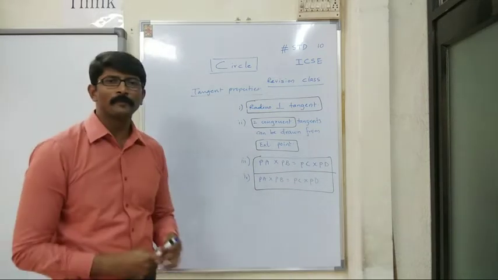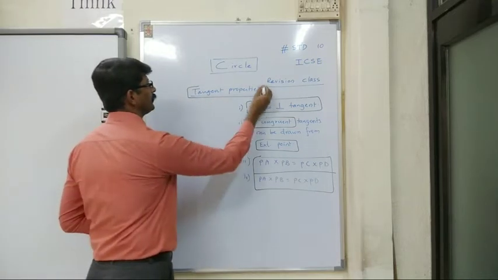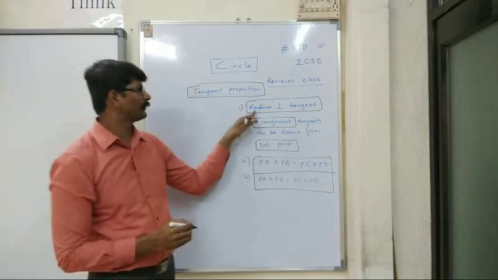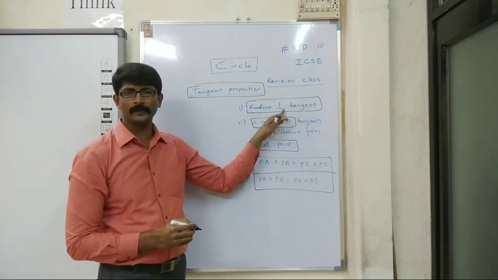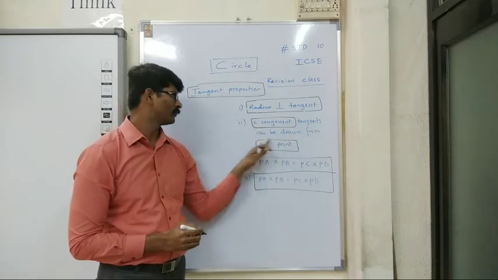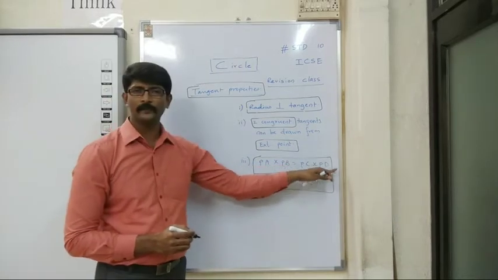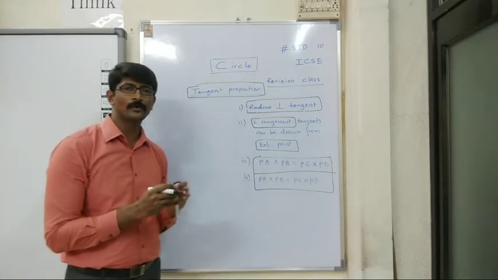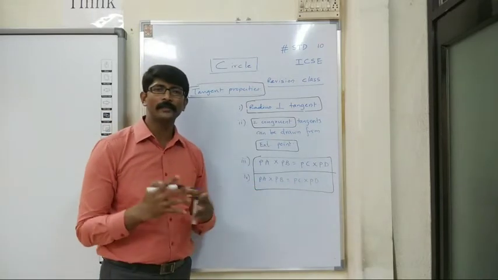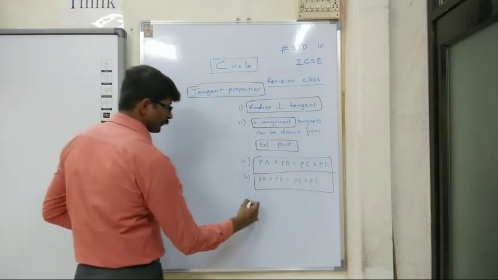So for people who have recently joined, a little recap. We are right now doing tangent properties. First property we learned, radius and tangents are always perpendicular. Second one, two congruent tangents can be drawn from one exterior point. Third one, PA into PB is equal to PC into PD when the two chords are intersecting internally. PA into PB is equal to PC into PD when the two chords are intersecting externally. What are the fifth and sixth?